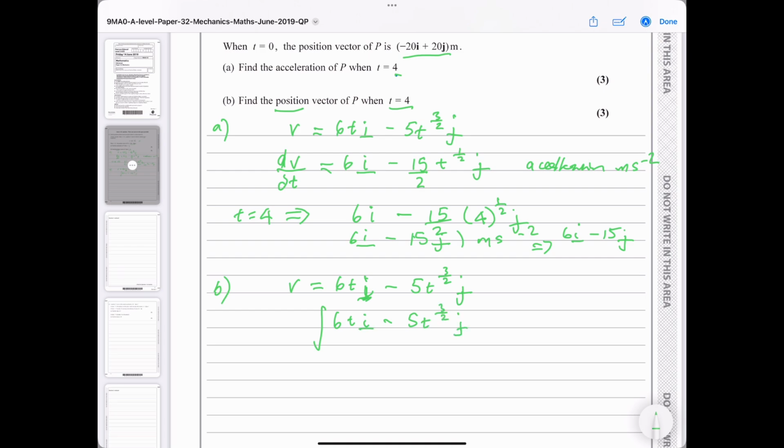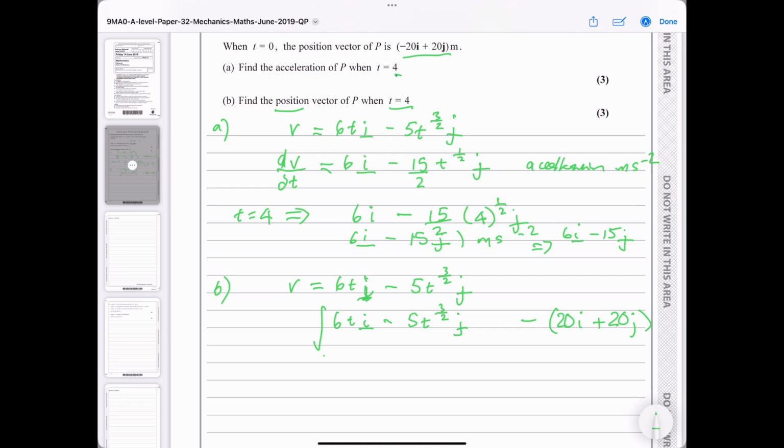But our other problem is that we then need to take away 20i plus 20j from our answer. So whatever the answer is, we need to take away that, because the original position is that. Anyway, let's just integrate this and see.